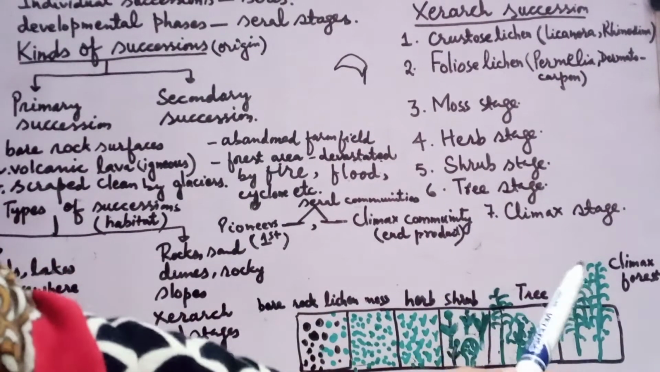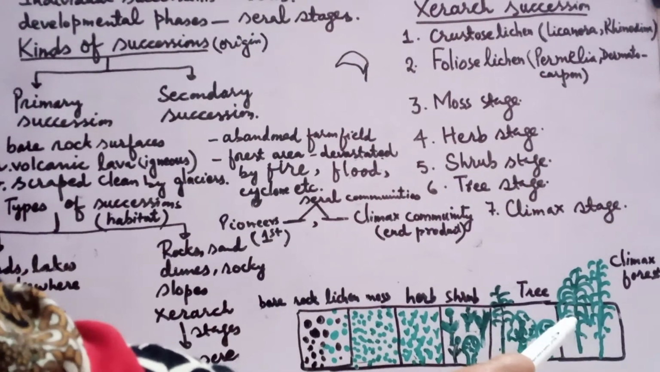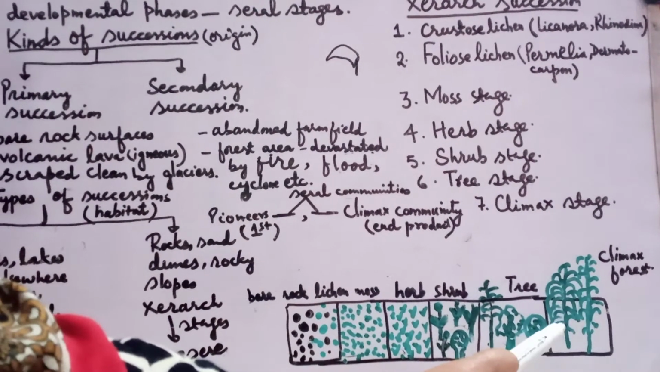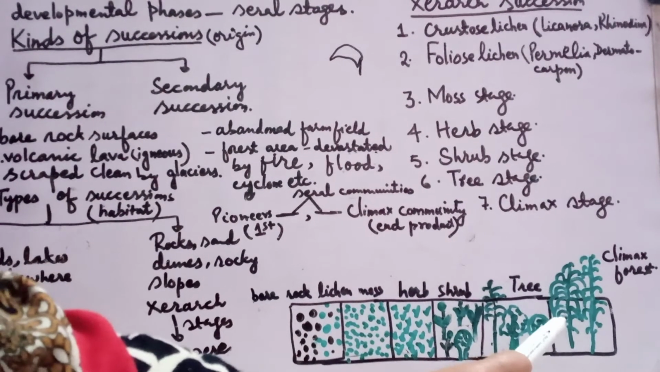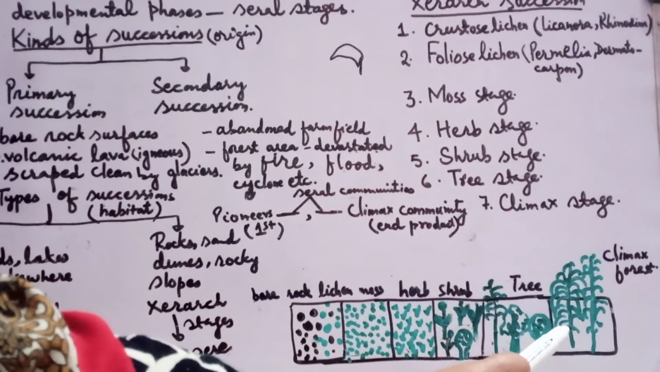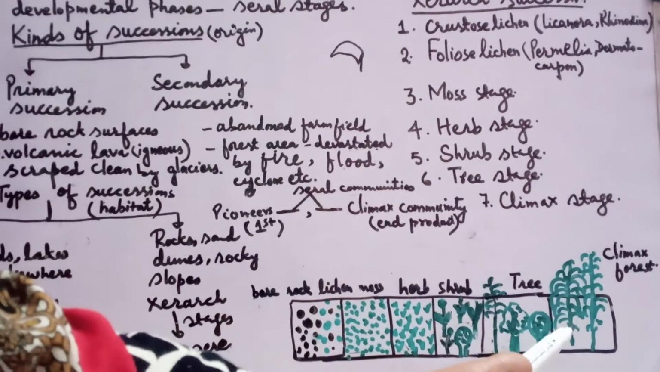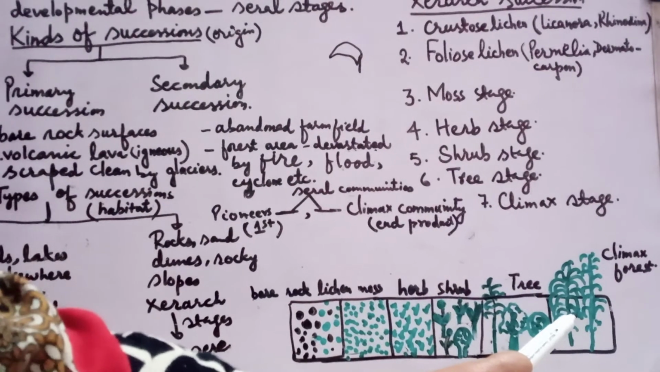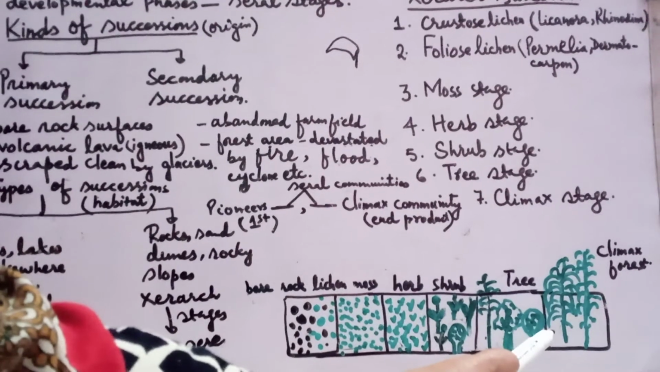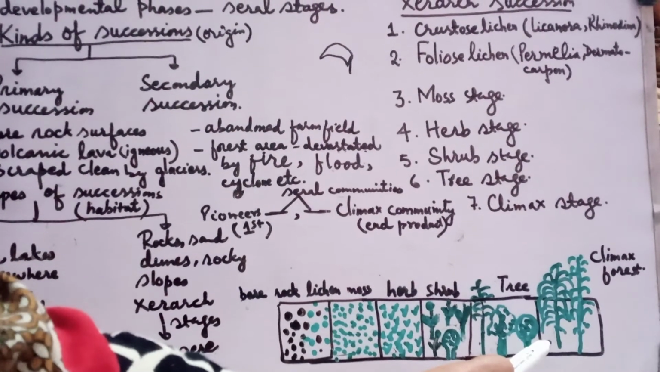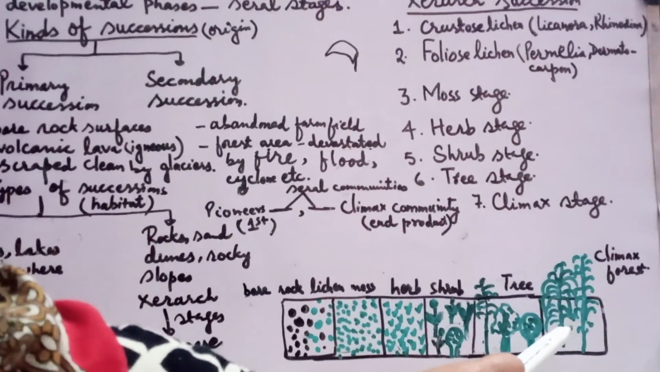The first species of trees are relatively xeric species, or they can tolerate extreme dry conditions. As the weathering process or breakdown process continues, the soil deepens, and the xeric trees in turn give place to mesophytic species. Students, mesophytic species are those plants which can tolerate moderate temperature, and ultimately a forest will develop in the area.